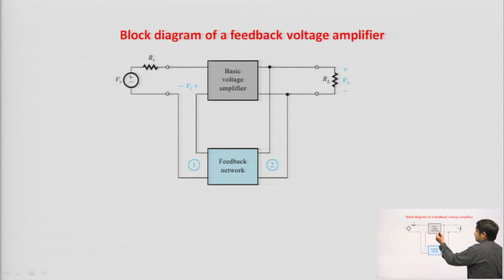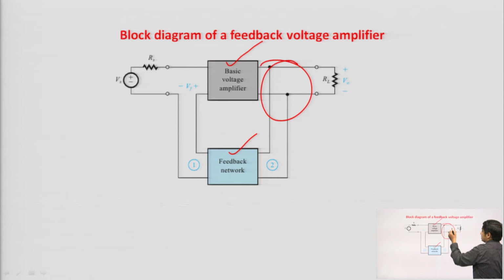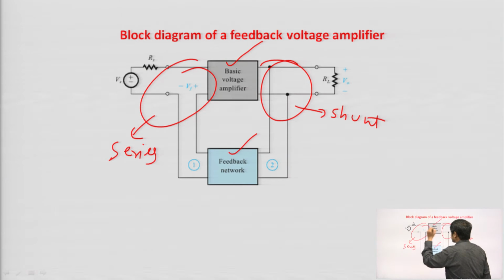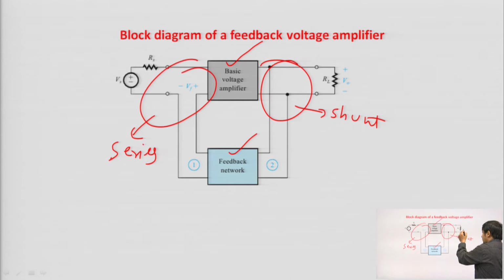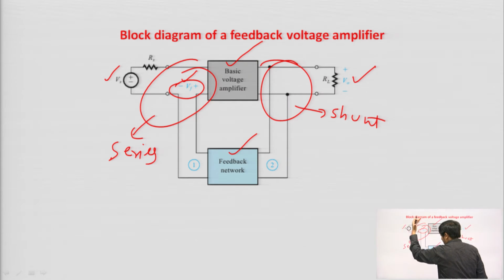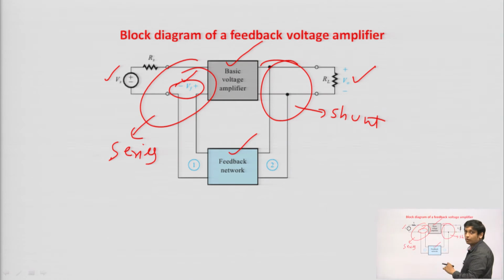This is the basic block diagram of the feedback voltage amplifier. You can see that this is your basic voltage amplifier, and if we connect a feedback network, obviously negative feedback, then at the output side there is a shunt connection and at the input side there is a series connection, and at the output there is a voltage, at the input there is a voltage. You can see that your feedback is voltage Vf and your input is voltage. Now, this Vf is mixed with Vs. So, that is why it is called voltage mixing, voltage sampling.